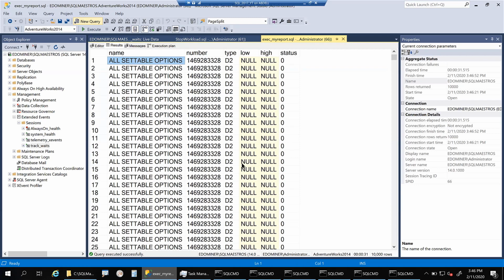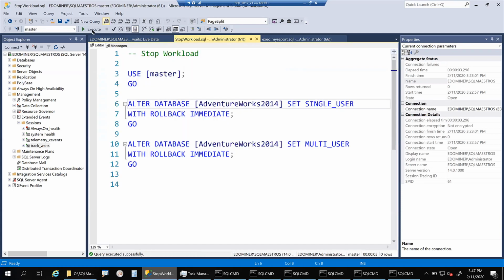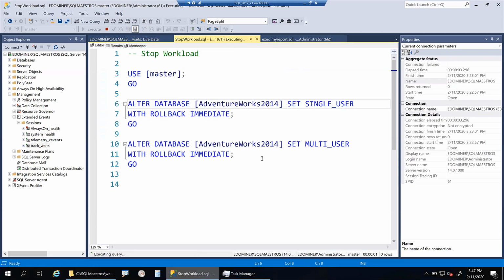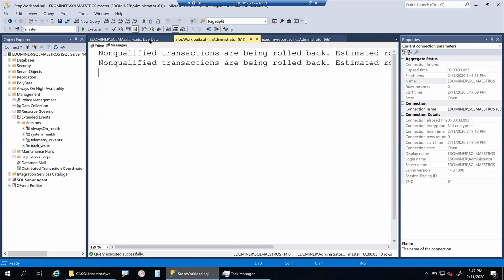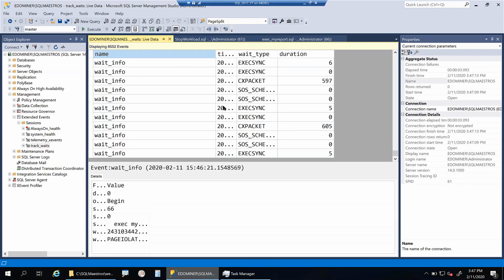Okay, so I'm pausing it. I get the output, and this time, how much time has it taken? It has taken again 31 seconds. Let's go and stop the workload because I don't really want the VMs to slow down. Okay, and let's go into this live data. So you can see a lot of waits are getting captured.